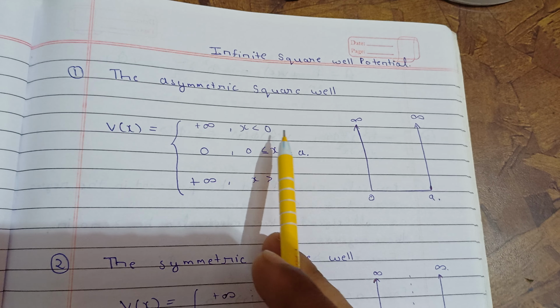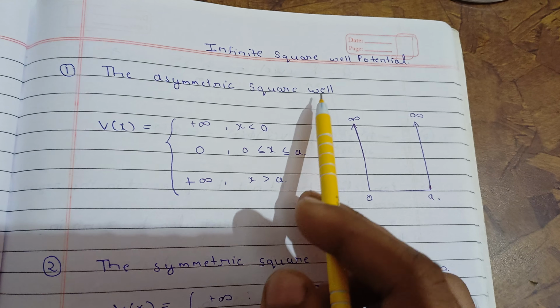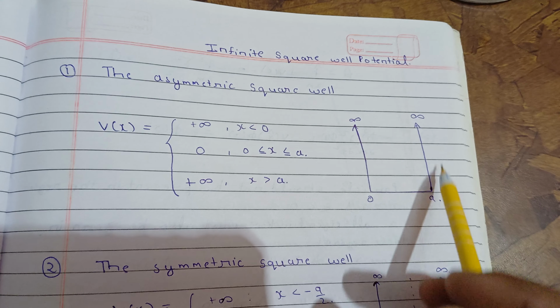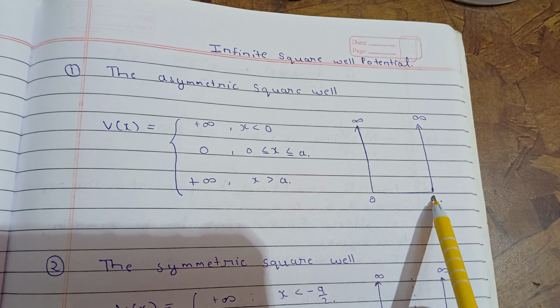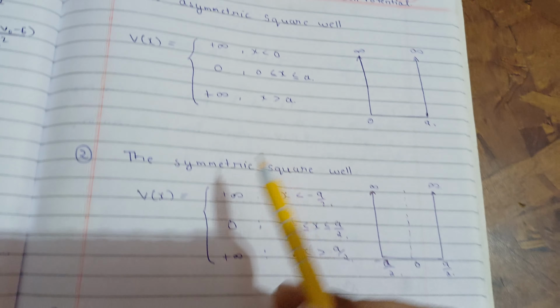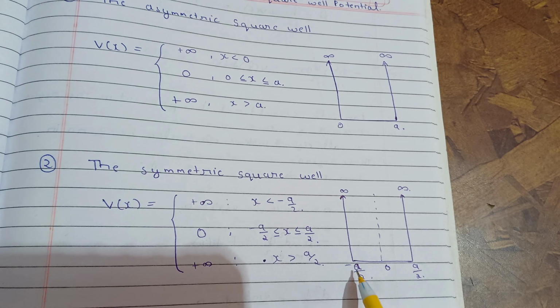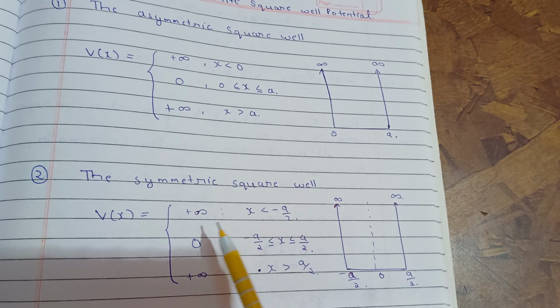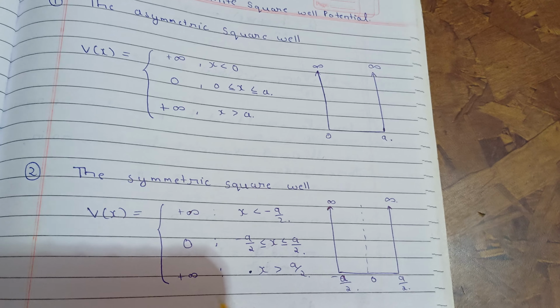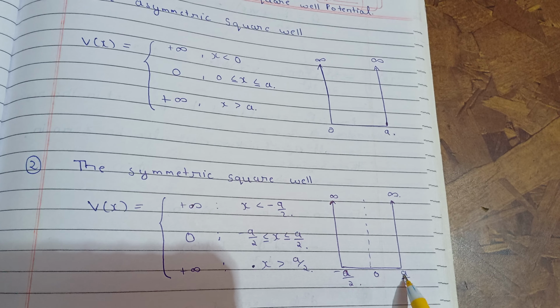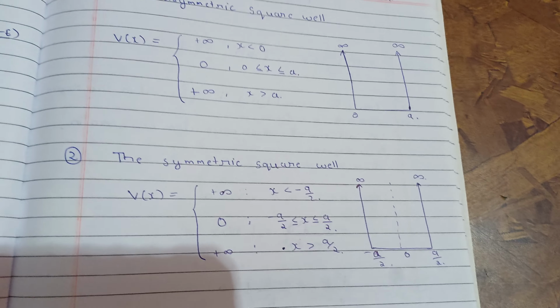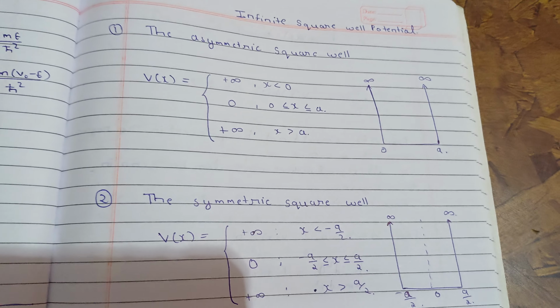In the asymmetric case, for x less than 0, there will be infinite potential, and for x greater than a, there will be infinite potential, and between 0 and a, there will be zero potential. Same for the symmetric case: for x less than minus a by 2, it will be infinite potential; greater than a by 2, infinite potential; and between minus a by 2 and a by 2, it will be zero potential. So we'll first study the asymmetric case.